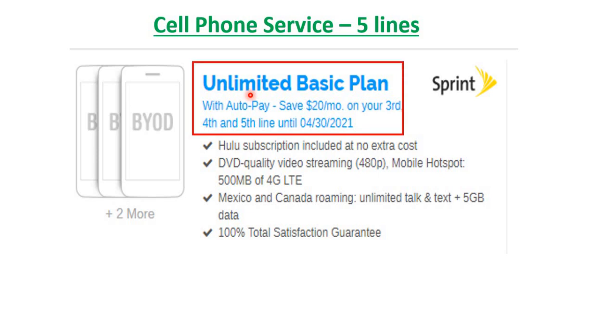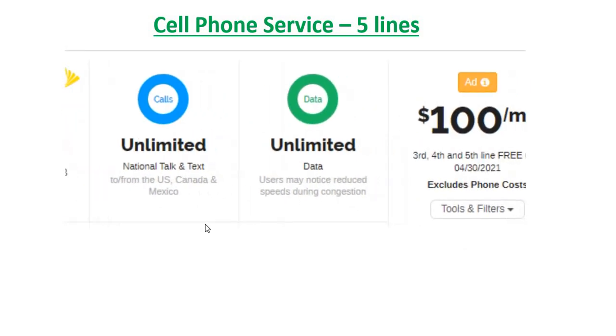So I'm looking at this right here, and it says unlimited basic plan with auto pay. So that means I got to set up an auto pay to get this $20 a month off the 3rd, 4th, and 5th line. So I'm saving $60 per month by using auto pay, but I understand that that's going to disappear in about a year. Okay, so I recognize that that's going to change in about a year. Well, here's a plus. I get that Hulu subscription for free, so that's kind of nice. Okay, Mexico and Canada, if I'm going there, I still have a good deal. So I've got some nice perks in this.